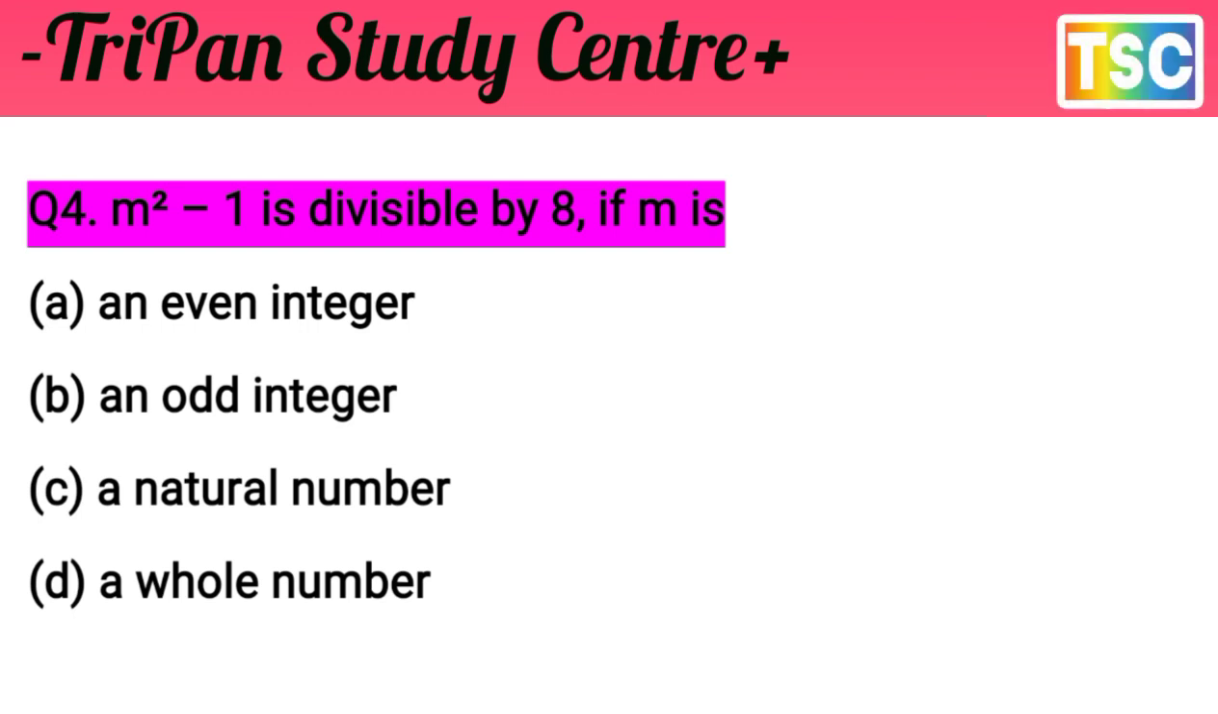And C, you thought a C answer, a natural number? That's wrong, because 1 is plus. The answer is B, an odd number. The odd integer is the important answer. B is correct here: m square minus 1 is divisible by 8 if m is an odd integer. Odd, that's important. And let's see the next question.